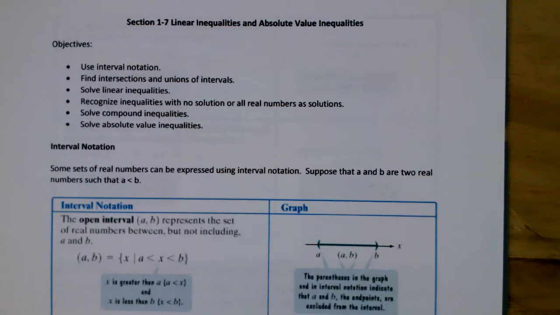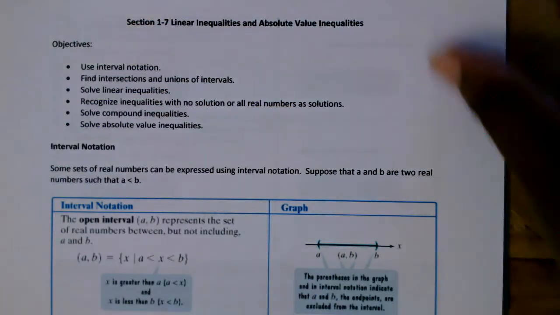Okay, in this video, we're going to talk about section 1.7 dealing with linear inequalities and absolute value inequalities. We're going to talk about how to use interval notation. We'll find the intersections and unions of intervals. We'll solve linear inequalities, recognize inequalities with no solution or all real numbers as solutions. And then we'll solve compound inequalities and solve absolute value inequalities.